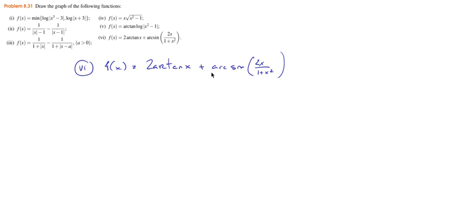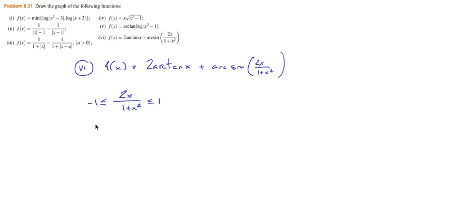Now, the domain of the arctangent we know is the real line, but the domain of the arcsine is between minus 1 and 1, right? Because the maximum value that the sine takes is plus 1 and the minimum is minus 1. So we have to check the domain. When is 2x divided by 1 plus x squared between these two values, right?